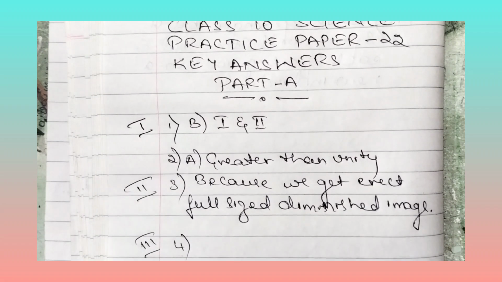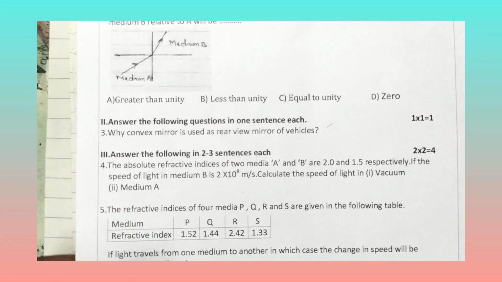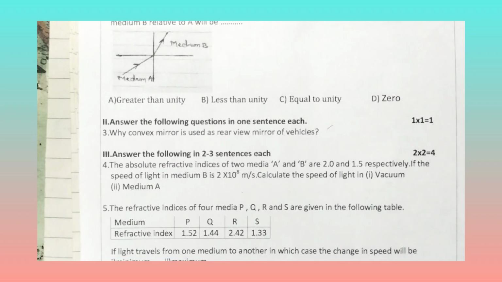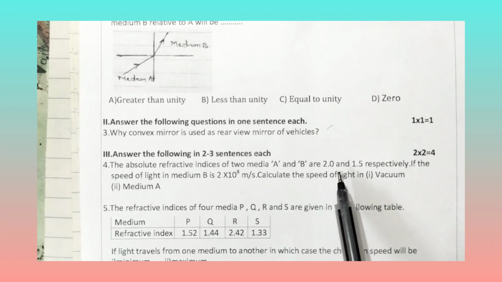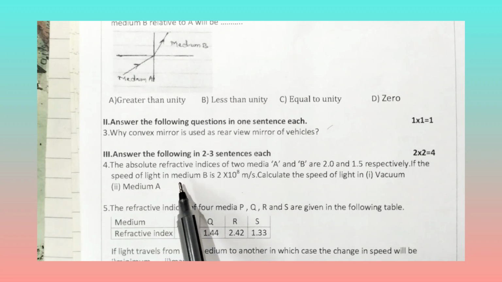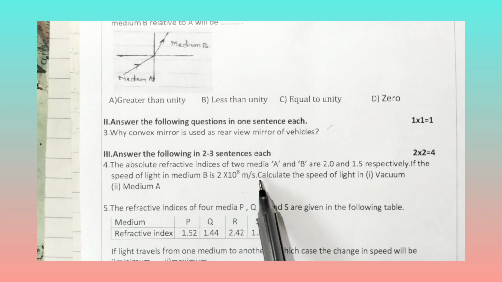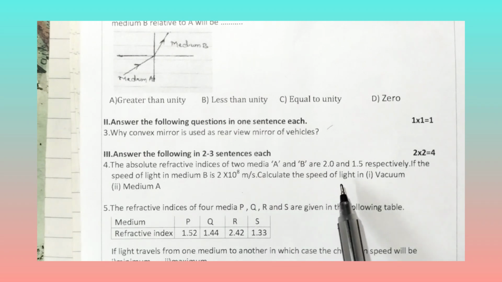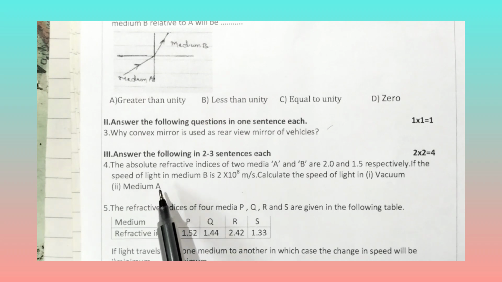Now let us move to the third main, that is question number 4. Question number 4 is: the absolute refractive indices of two media A and B are 2.0 and 1.5 respectively. If the speed of light in medium B is 2 into 10 to the power of 8 meter per second, calculate the speed of light in vacuum and in medium A. So let us answer this question.